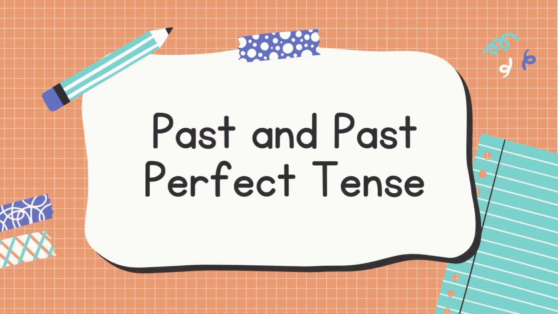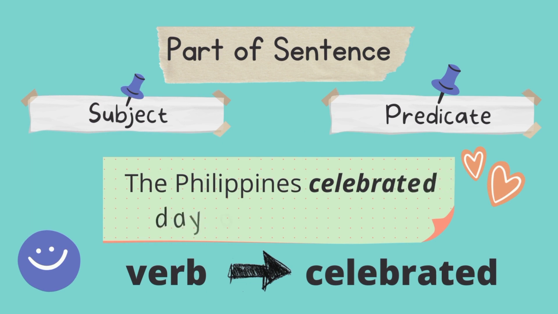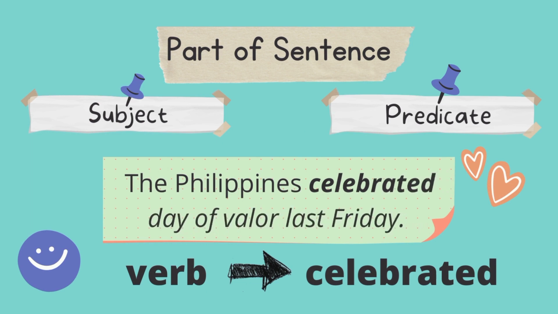Before we start with our lesson, let us first have a short review about the parts of a sentence. We all know that a sentence must have a subject and a predicate. For example, the Philippines celebrated Day of Valor last Friday. The subject in this sentence is the Philippines, and the predicate is celebrated Day of Valor last Friday. Remember that the predicate always starts with the verb in this sentence.